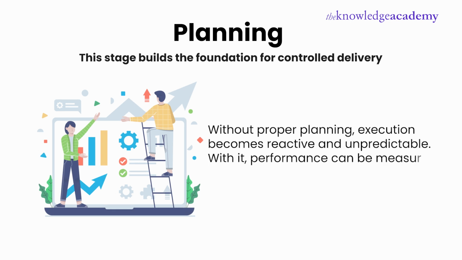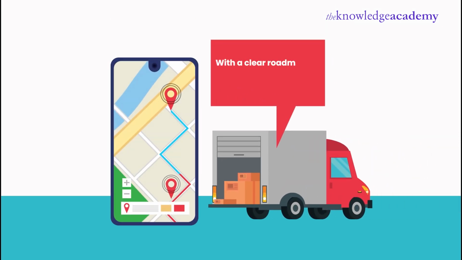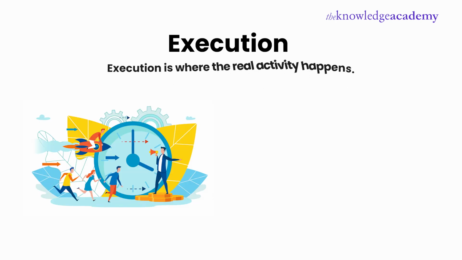Without proper planning, execution becomes reactive and unpredictable. With it, performance can be measured and managed effectively. Planning provides stability before work begins. With a clear roadmap in place, delivery can begin. Execution. Execution is where the real activity happens.